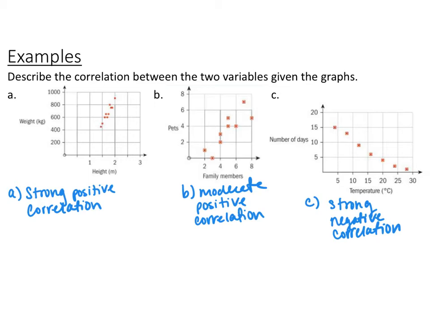For part B, it's less linear than A, but it's still positive. So I would say a moderate positive correlation. The number of family members, the more family members someone has, we see a general trend that there are more pets, but that might not necessarily be true. And then the last one, it's negative. As the temperature increased, the number of days decreased, and I would say it's pretty strong. So I would say a strong negative correlation. As the temperature increased, the number of days, they don't tell us what, maybe you wore a coat, decreased.